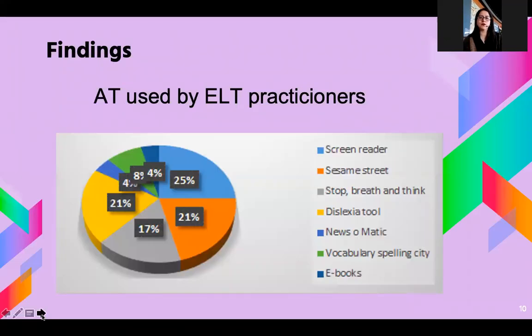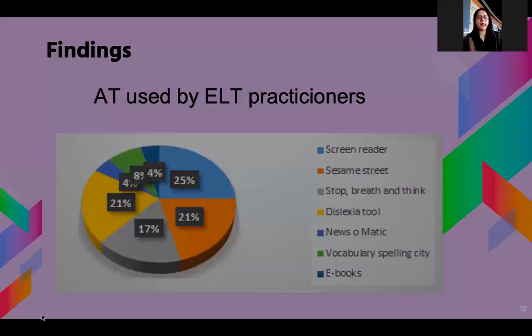Now, what are the findings of this study? Most of the assistive technology that they used were screen reader, Sesame Street, Stop, Breathe, and Think, Dyslexia Tool, Mouse-O-Matic, Vocabulary Spelling City, and eBooks. As we can see in this graph, there are some percentages that reveal the time or the use they worked with the students.